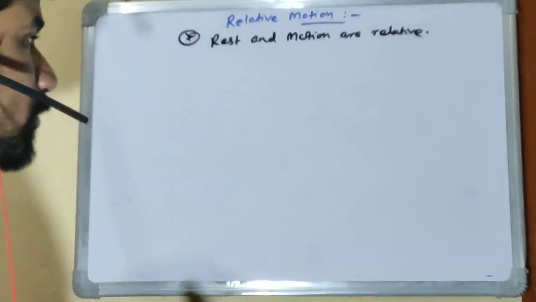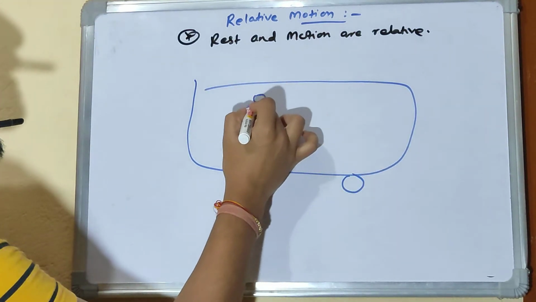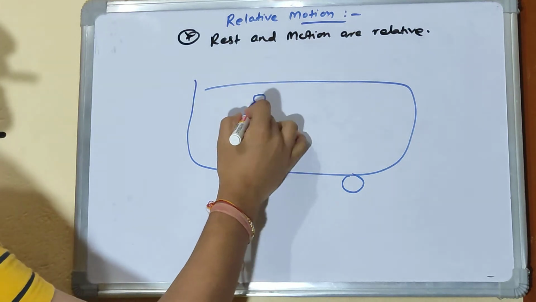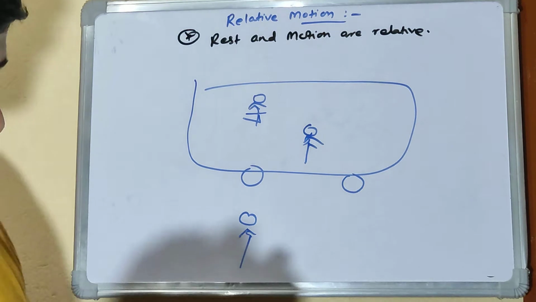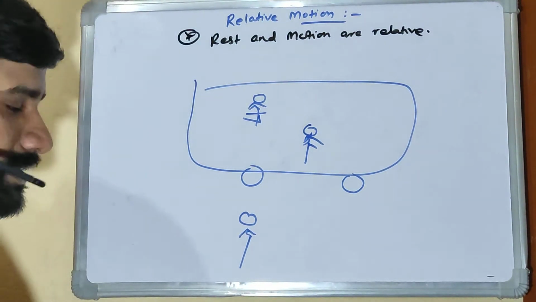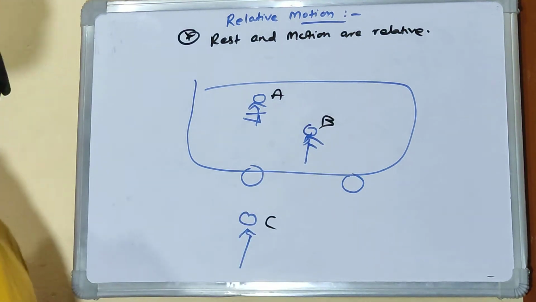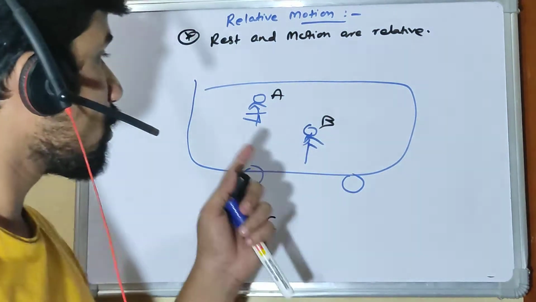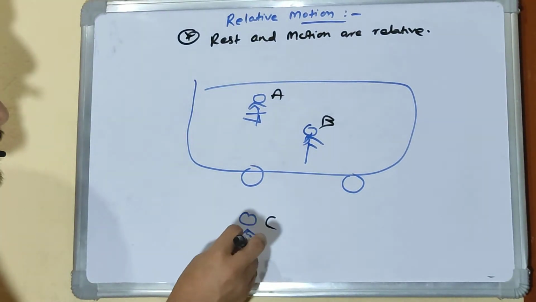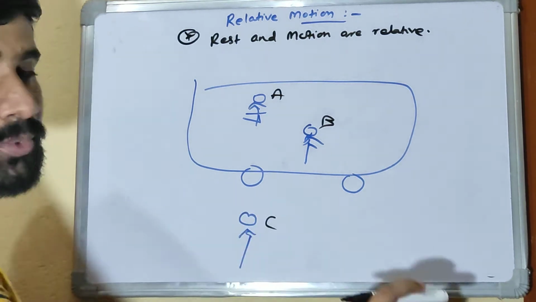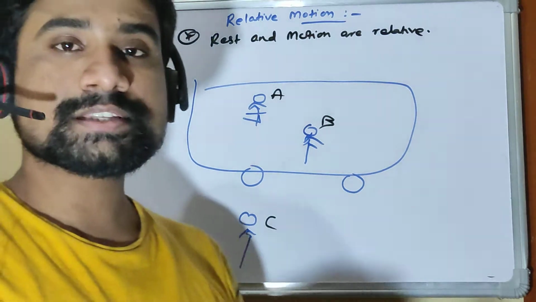So let's say you are in a moving bus, right? You are sitting somewhere and there is one more passenger over here and there is another passenger outside. So we discussed that, let's say you are A and this person is B and this person is C. So according to person B, you are always at rest. You are not changing your position. But for person C, at every instant you are changing your position and hence for person C you are in motion, but for person B you are at rest, right?